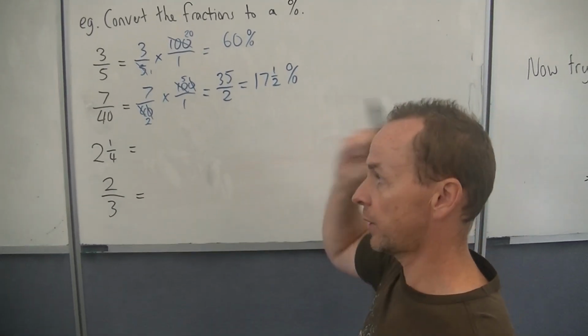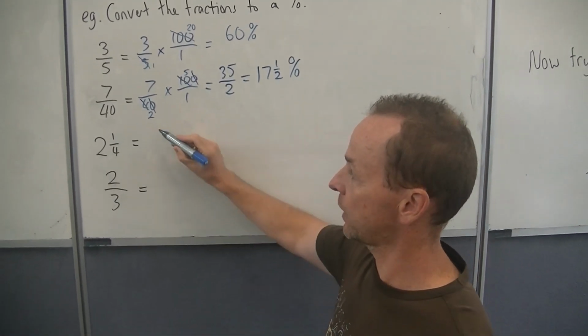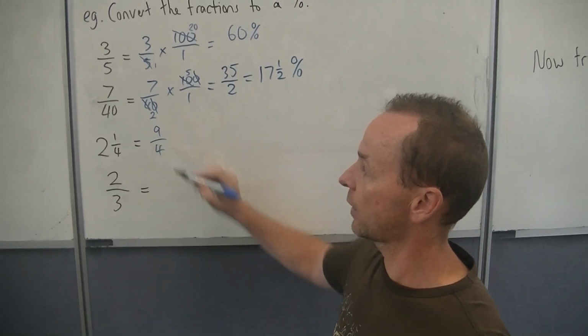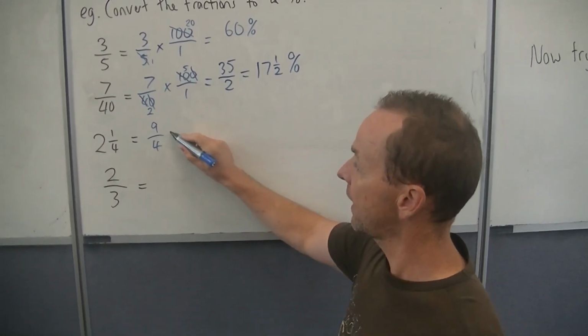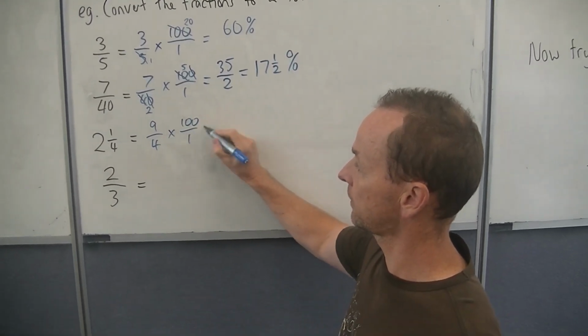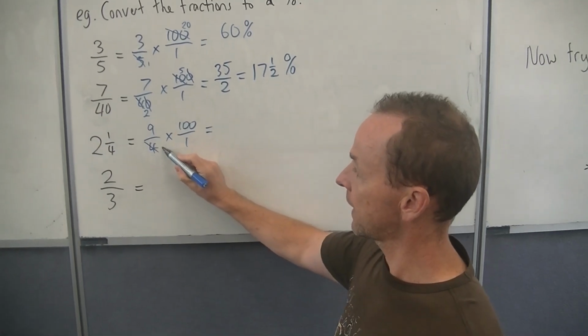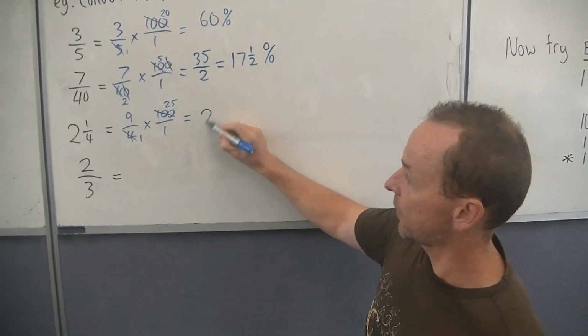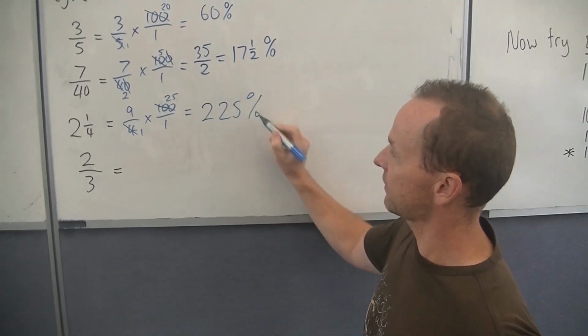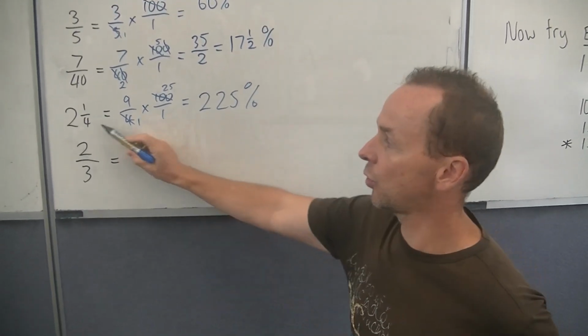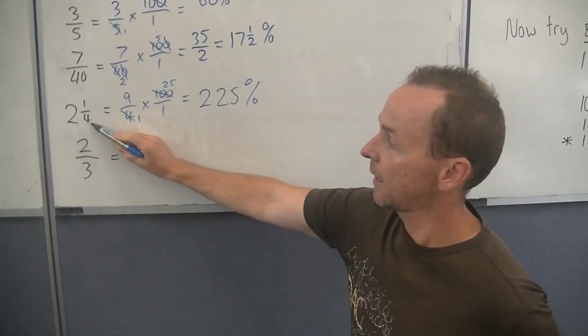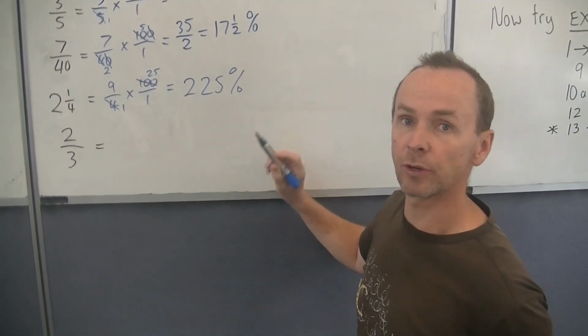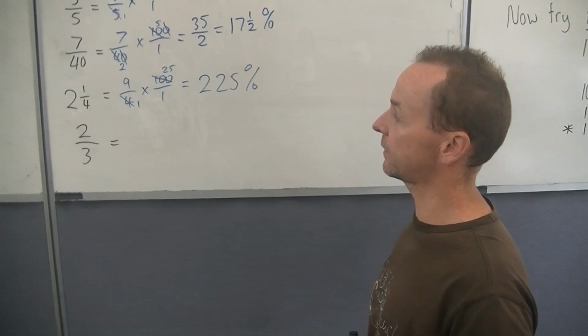But there's a longer way to do it. 2 times 4 is 8 plus 1 is 9. If you change it to 9 over 4 as an improper fraction, again times it by 100 over 1. Simplify, that becomes 1, and that goes 25. 9 lots of 25 is 225, and there's our answer. But if you can do it the shortcut way, 200% and a quarter is 25%, do it straight away. That's fine, you go straight to the answer.